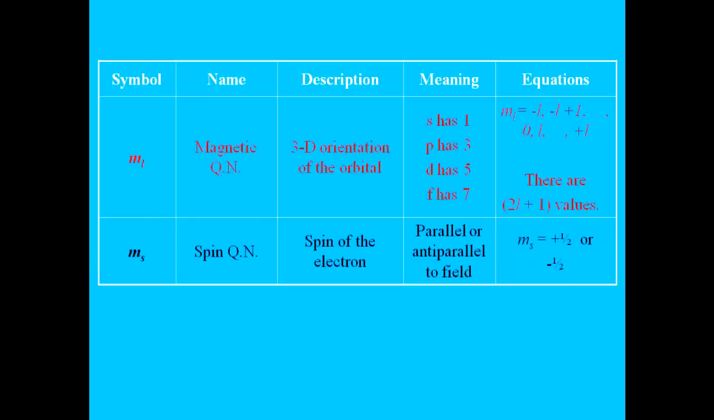And then our final quantum number is m sub s, which is the spin quantum number. This will be the spin of the electron. The spin can either be parallel or antiparallel to the field, and that'll be a plus half or minus half. We have a spin of an electron because if two electrons are in an orbital, they will repel each other. But if they have opposite spins, it will reduce the repulsion between them.